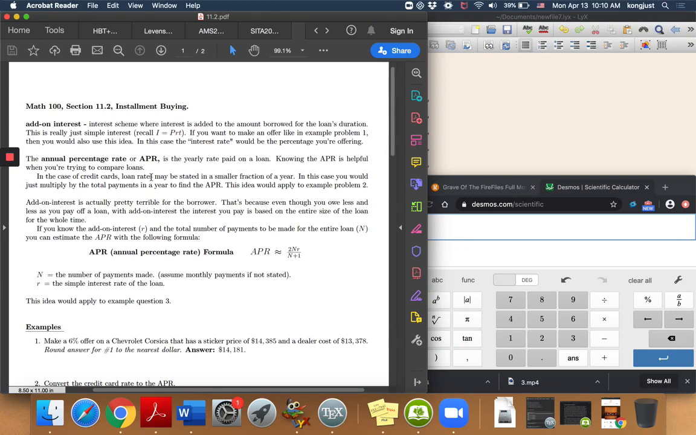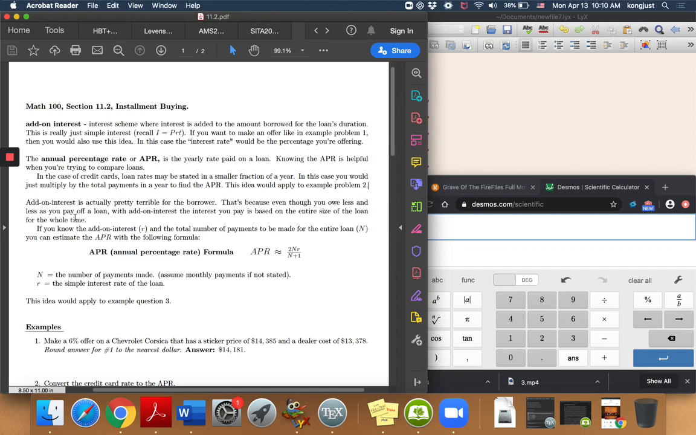And your percentage rate, that's also called the APR. This is the yearly rate paid on a loan. Knowing the APR is helpful if you're trying to compare loans. So for example, sometimes a credit card, maybe they'll tell you a loan rate as a smaller fraction of a year. Although I think there's actually a law where they're required to tell you the APR nowadays. Anyway, they'll tell you a smaller fraction of the year. In that case, you just multiply by the total number of payments in a year in order to find the APR. This would apply to question number 2. So the first one is for question number 1, then question number 2, and then there's one more type.